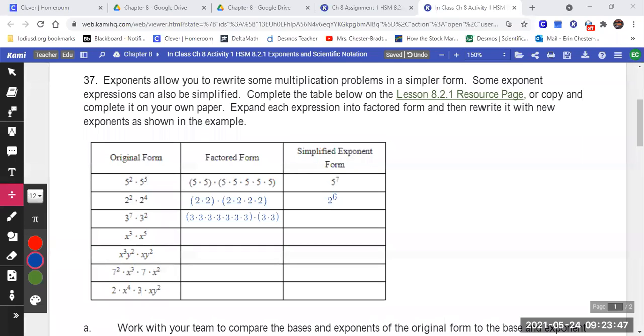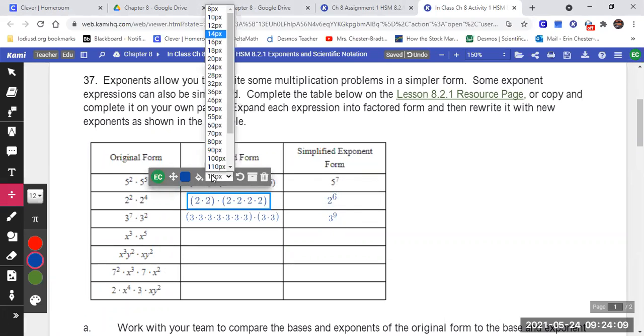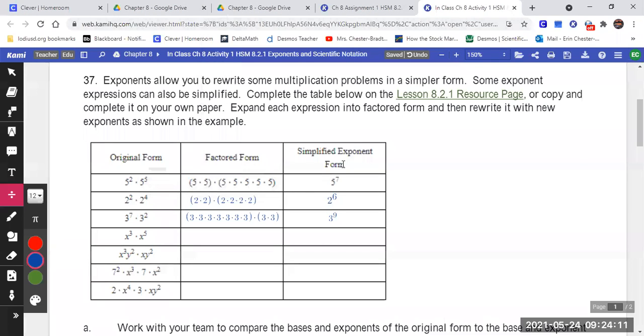Yep, because if I count, there were 7 and then there were another 2. Okay, so 3, shift 6 to the 9th. Are we all okay? Does anybody need clarification? Or are we good?